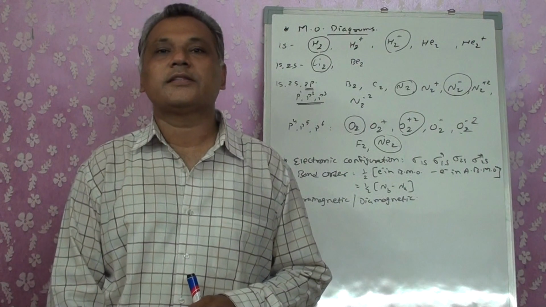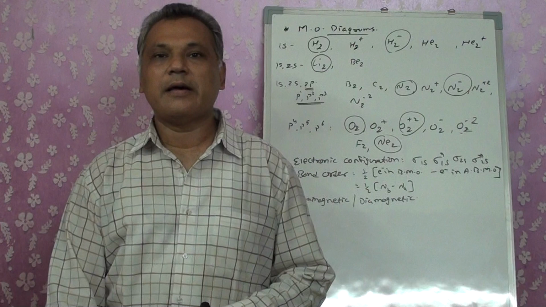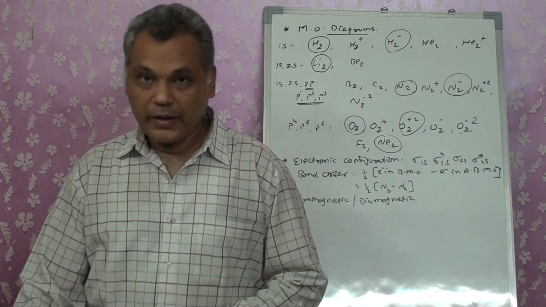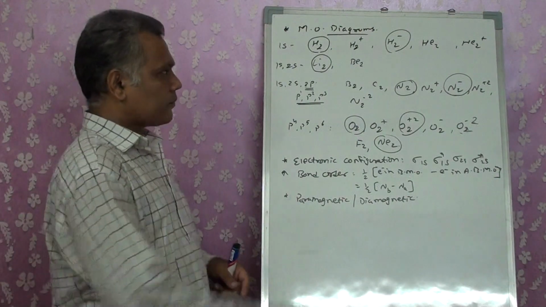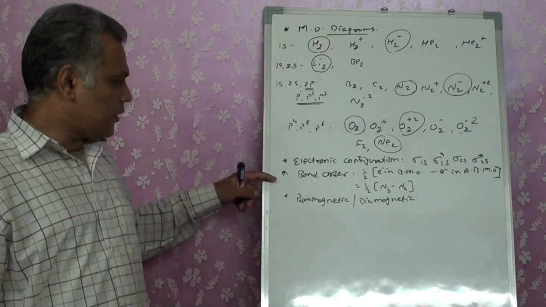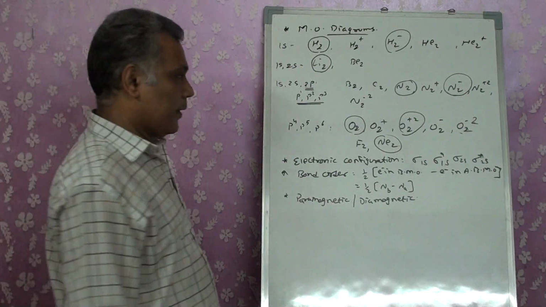If all the electrons are paired, we term them diamagnetic. So we will have to find out whether they are diamagnetic or paramagnetic. By drawing it, we will try to understand those things. So these are the three things that we will be calculating for any diagram, right?